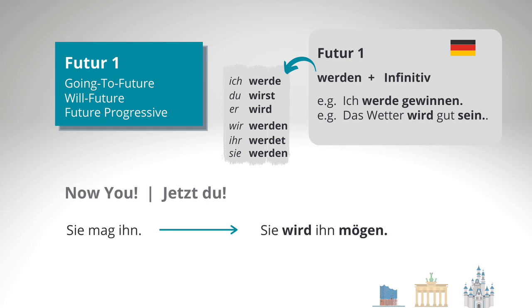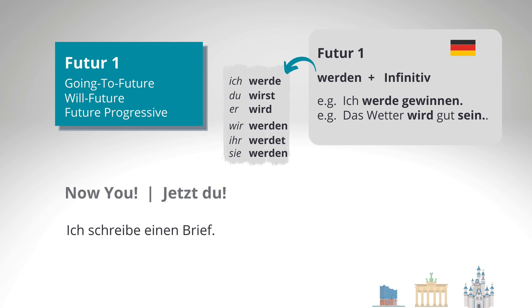But this time there's also one more thing that we need to look out for, and it's the fact that if we have something in between, which in this case is ihn, we squash it between our Hilfsverb, our auxiliary verb, in this case wird, and the infinitive, mögen. So our sentence is sie wird ihn mögen. Let's practice that in another example sentence.